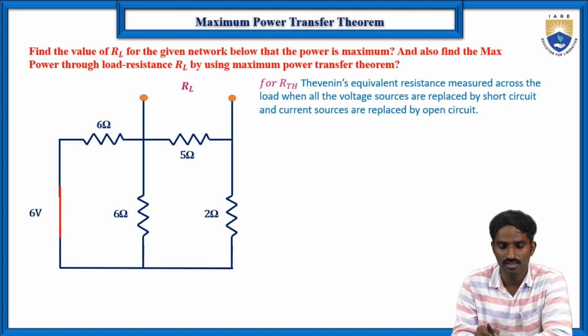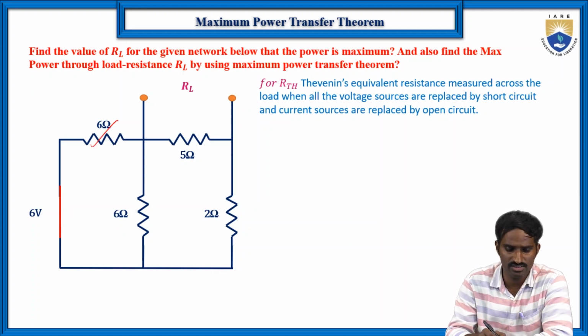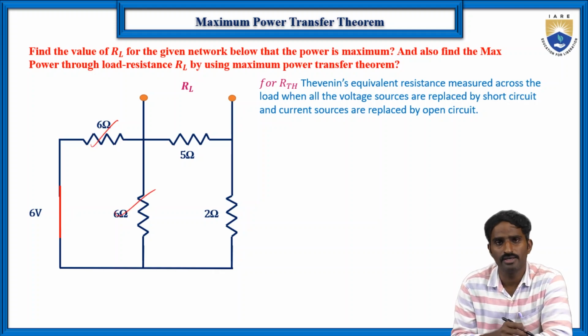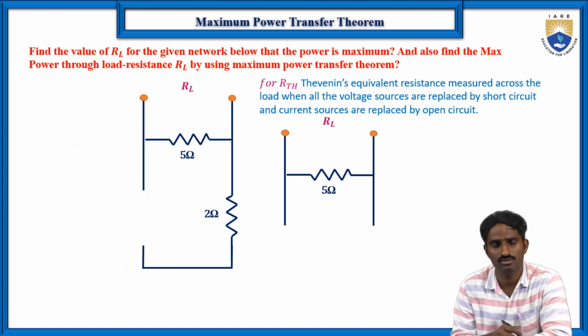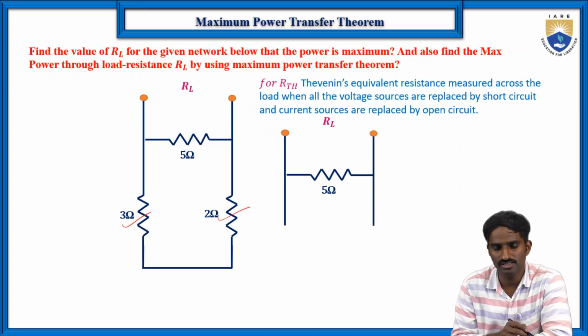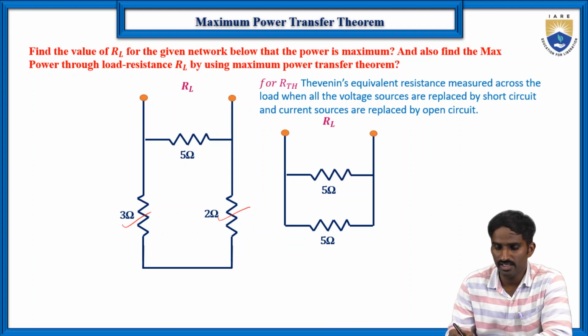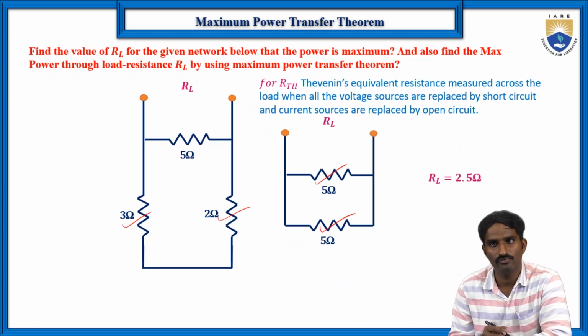Now find the equivalent resistance across these two terminals. Just apply the series and parallel combinations. As you can see, these 6 ohms and these 6 ohms are in parallel. Find the equivalent resistance and replace these two with the equivalent resistance. Then these 3 ohms and 2 ohms are in series, so replace them with 3 plus 2, 5 ohms, and again these two 5 ohms are in parallel. Then the equivalent is 2.5 ohms.